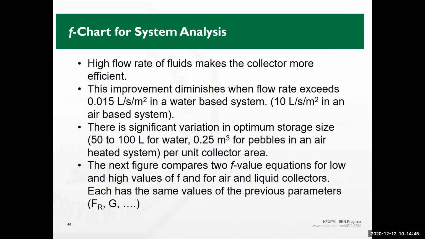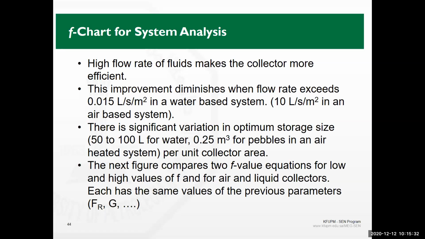A high flow rate of the fluid makes the collector efficient. High flow rate means that you are talking about turbulent flow, so it results in a higher heat transfer coefficient. So there is pretty efficient transfer of energy from the hot absorber plate to the fluid which is passing inside the tubes. However, there is a limit, and the limit has been specified to be 0.015 liter per second per square meter for the water systems, and 10 liters per second for every square meter in air-based heaters or systems. If the flow rate is more than that, you are not getting much benefit there.